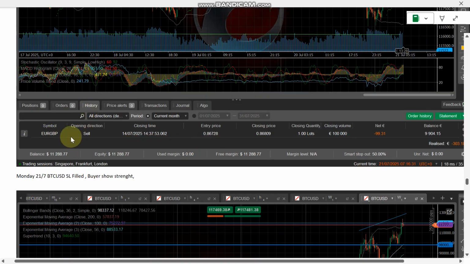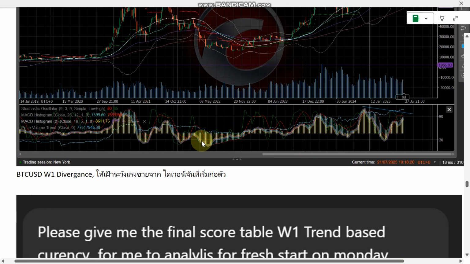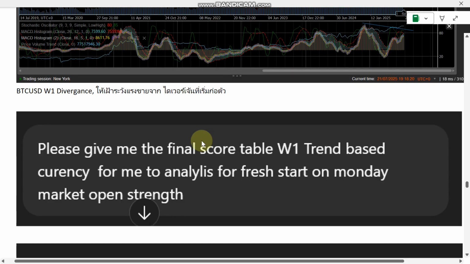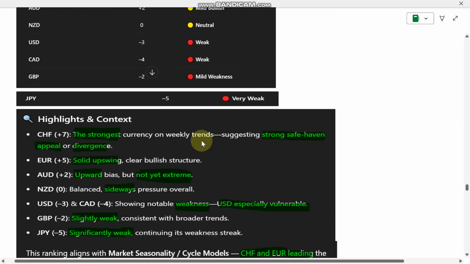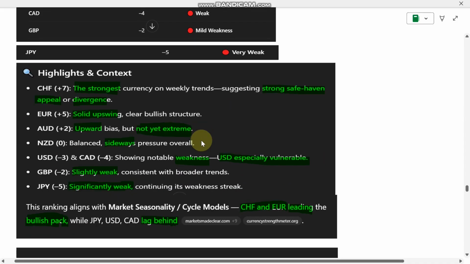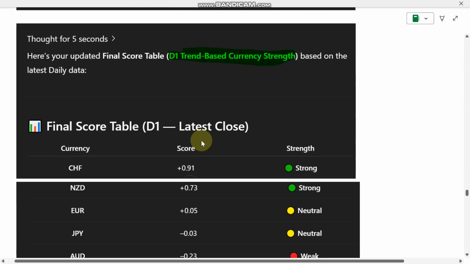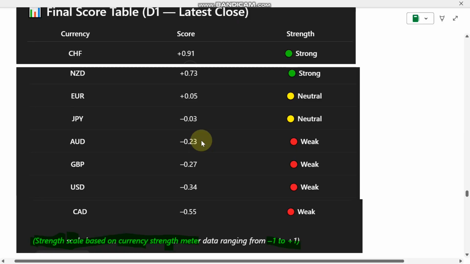Just to look at my history, Euro GBP is stop loss hit with 1 lot size. Bitcoin USD still running up. Talking to the AI. GBP Euro strong. Aussie also. Final score table. Day 1 latest close. Swiss franc, New Zealand strong today.